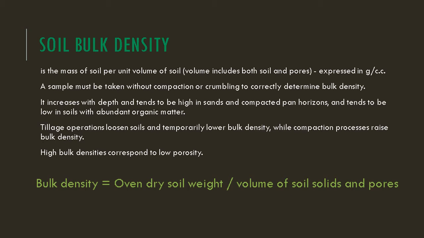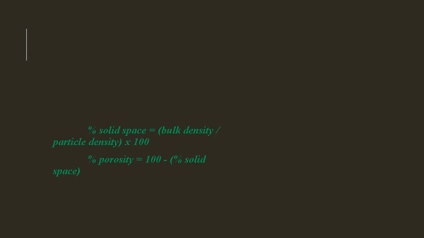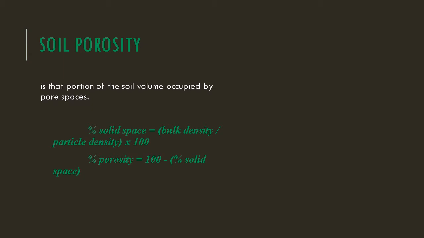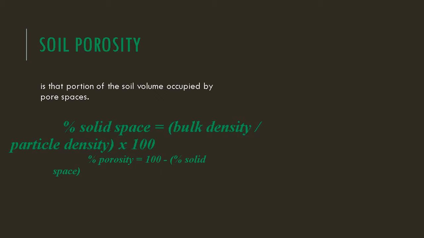Next, we want to talk about soil porosity, and this is very important. Soil porosity is that portion of the soil volume occupied by pore spaces. It is normally calculated using values determined for bulk density and particle density. So before you get soil porosity, it is important to have first calculated the bulk density and the particle density. So the formula for soil porosity, therefore, is percent solid space is equal to bulk density divided by particle density.